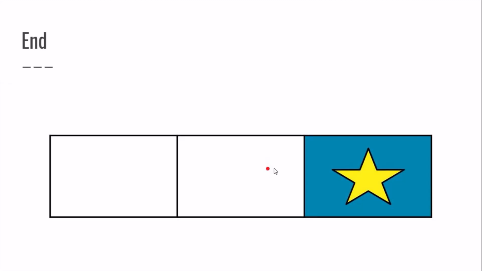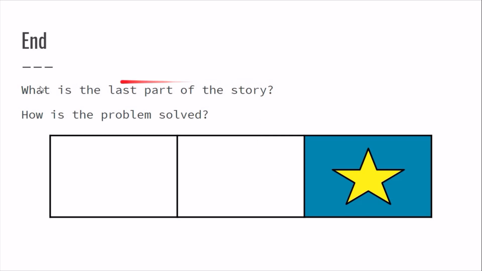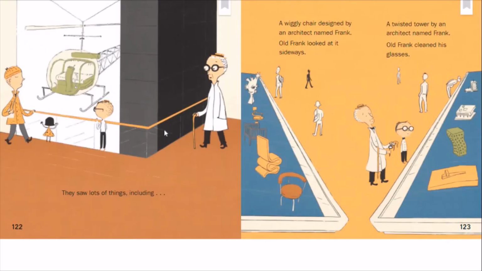And when we read the end, you are going to think of these two questions. What is the last part of the story, and how is the problem solved? In most realistic fiction stories, you will find the solution or how the problem is solved. So for this story, we will find the solution as well. And just a reminder, the problem is that he doesn't want to be an architect anymore.